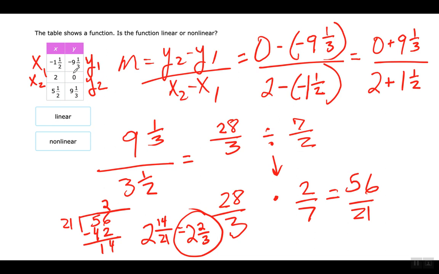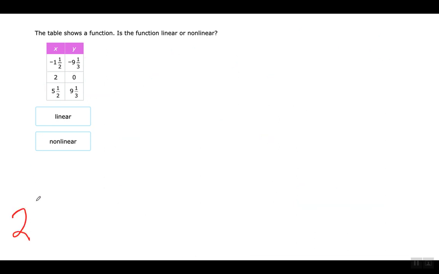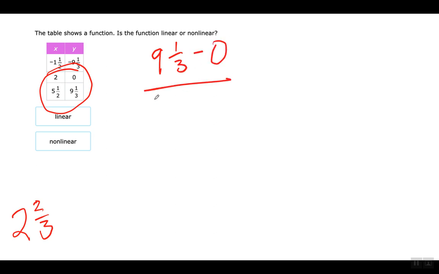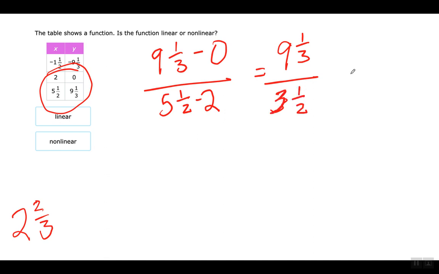Let me check the bottom two now. 2 2/3. I'm writing it there so I don't forget. All right, so if I do the bottom two, to save time, I'm not going to write the formula. 9 1/3 minus 0 on the top, 5 1/2 minus 2 on the bottom. On the top, that'll give me 9 1/3. On the bottom, 5 minus 2 is 3, plus that 1/2. Whoa, look at that 3. All right, there's better. 3 1/2.